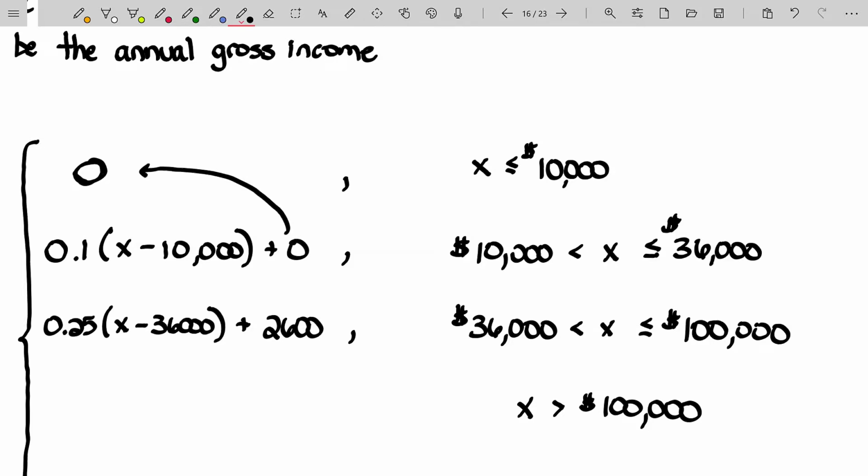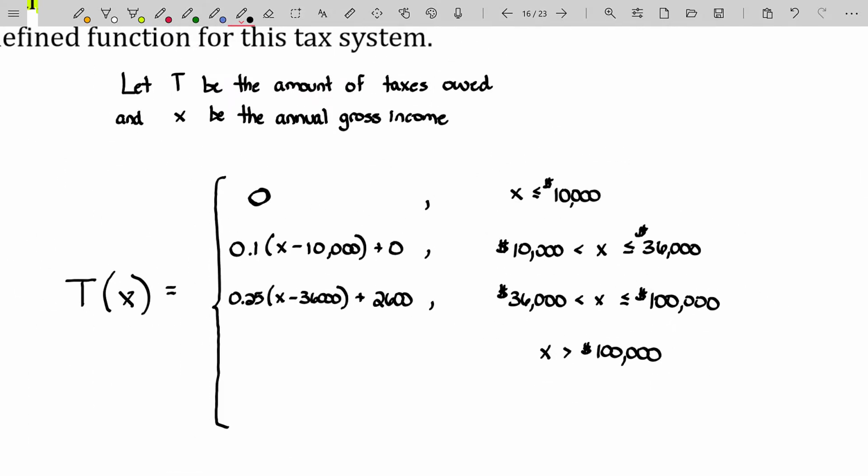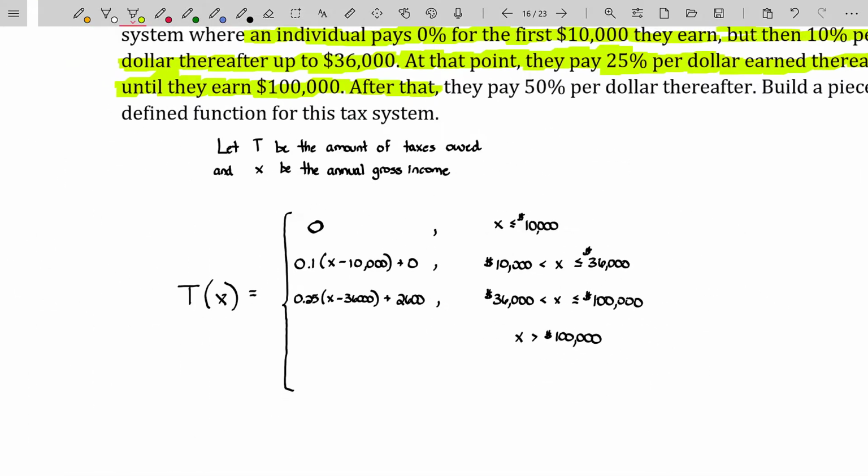We used our previous money that we paid for the previous tax bracket there, and then we included 10% of what we earned here. Then we used the $2,600 we paid in that tax bracket there, plus all this money that we earned between $36,000 and $100,000. Finally, when you get to greater than $100,000, you're paying 50% per dollar earned thereafter.